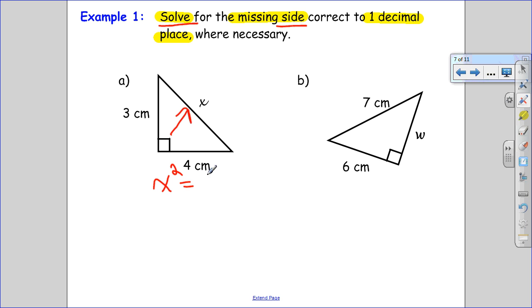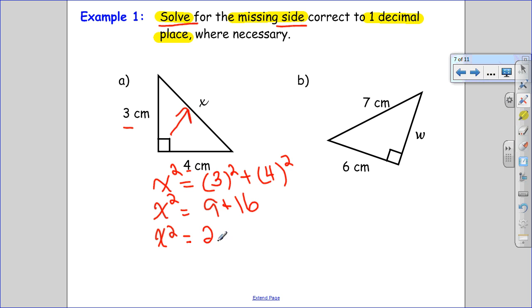Now I'm going to take each of the other two sides and square them. So what do I substitute in? One side is 3, the other side is 4. And my good friend BEDMAS always takes control in math. I have to do the exponents before I do the addition. So 3 squared is 9, 4 squared is 16. So X squared is 25.